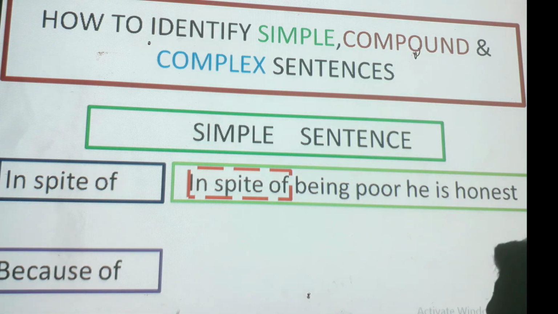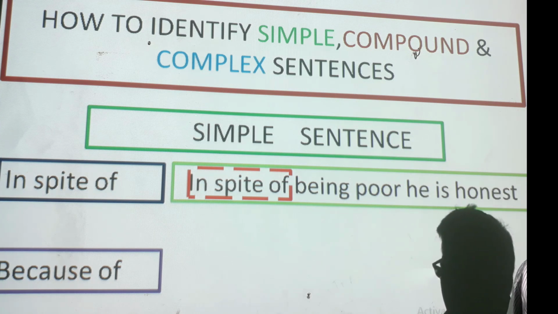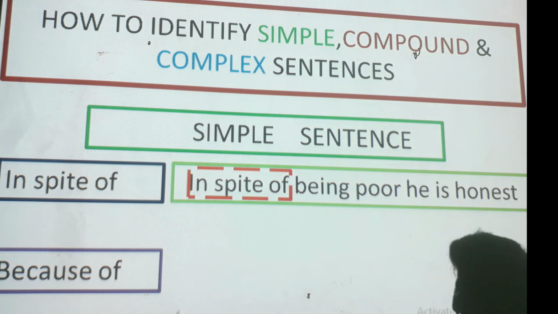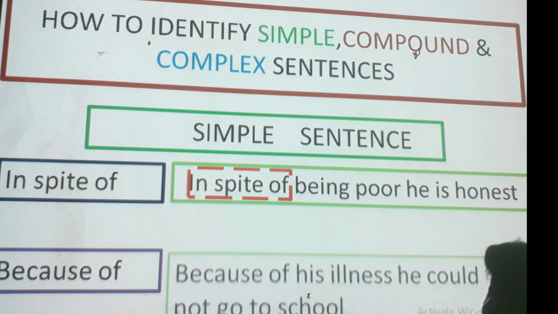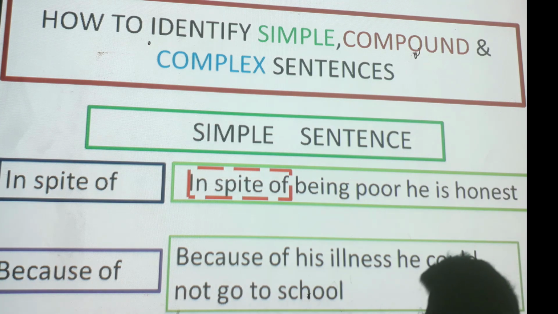Next, "because of." When you will see "because of" at the beginning of the sentence or in a sentence, the sentence will be, yes, simple sentence. Look at the example: Because of his illness, he could not go to school. This sentence is simple sentence. There is, yes, "because of."